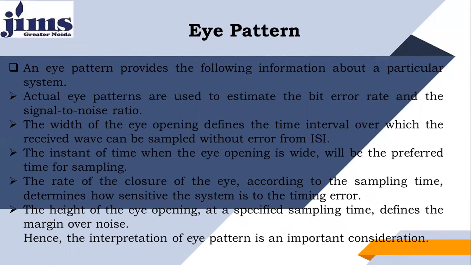Now there are some points. An eye pattern provides the following information about a particular system. Number one, actual eye patterns are used to estimate the bit error rate and the signal to noise ratio. So by using this eye pattern, we can estimate how much the bit error rate in the signal is, and the signal to noise ratio also.